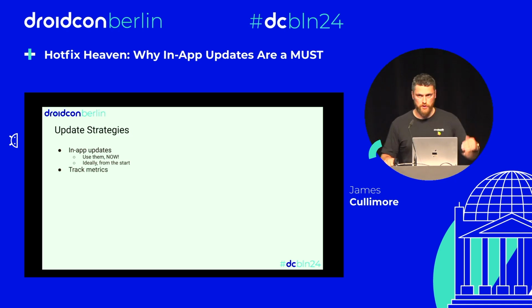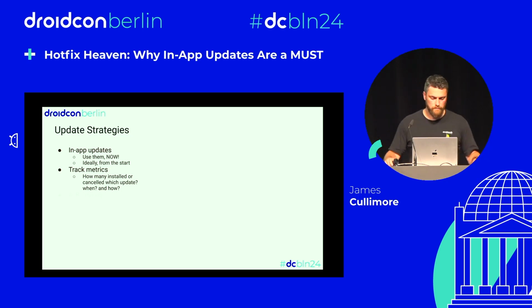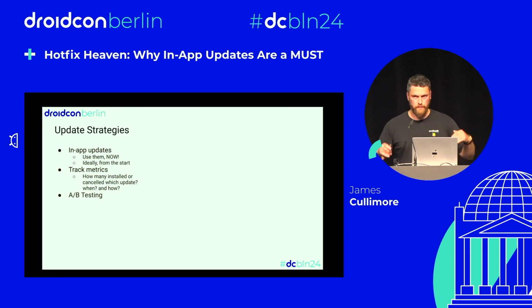What we can also do is track the metrics. We can see what users are installing them, how they're installing them, are they canceling, when it's been shown. We can track all that and we can then adjust it to be more appropriate for our app. And if you don't want to do this for all of your users, then utilize A/B testing. Only bring it out for roughly about 5% of your user base.